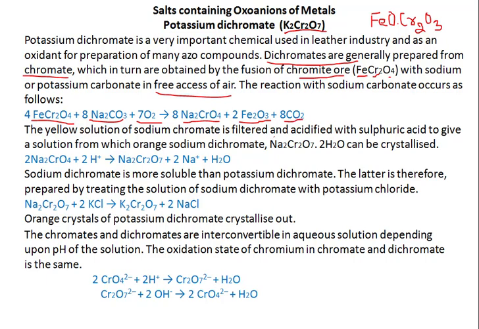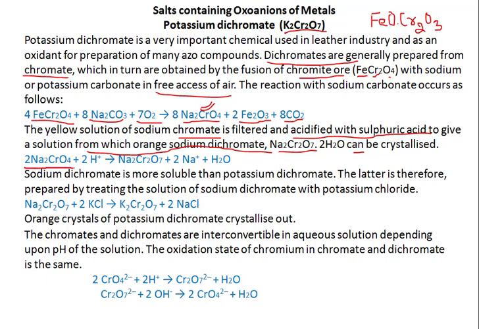So the first step is fusion of chromite ore with sodium carbonate or potassium carbonate in excess of air. Then a yellow solution of sodium chromate is formed. This sodium chromate is yellow in color, and it is filtered. In the next step it is acidified with sulfuric acid to give a solution from which orange sodium dichromate, Na2Cr2O7·2H2O, can be crystallized. This forms the second step of the preparation.